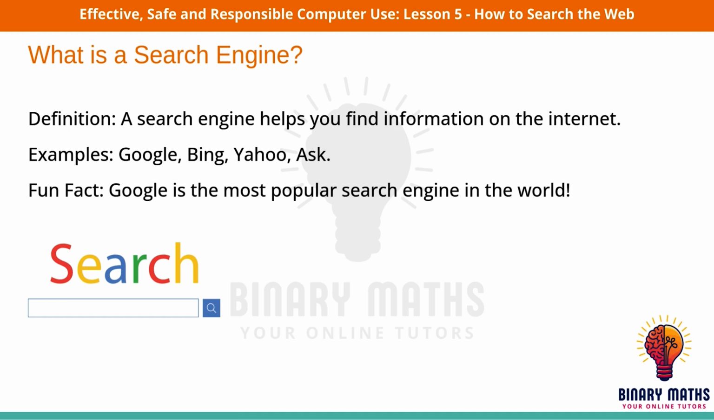A search engine is like a super smart librarian that helps you find information on the internet. Some popular ones are Google, Bing, Yahoo, and Ask, although Ask isn't used as widely as it used to be. Think of them as your go-to helpers for finding anything online. For example, if you want to know the weather, you might type weather forecast into Google and it will show you the latest weather updates for where you are.